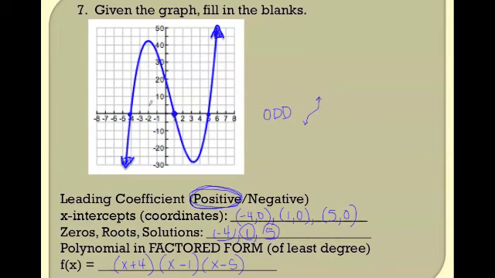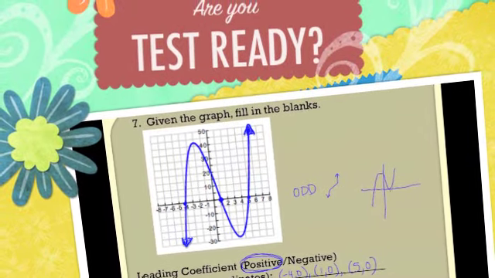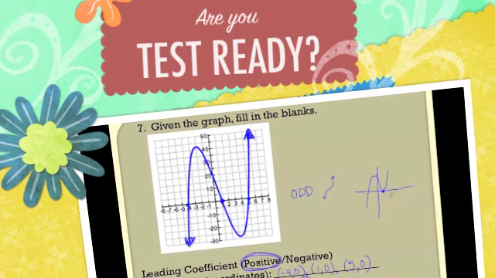Now I look at what's happening at each one of those points to figure out what the multiplicity is. If it goes straight through, it is 1, and I can see it pretty much goes straight through at each one of those. Now we haven't seen an example of this yet, but if the graph had gone through and just touched, then that means there would be a multiplicity of 2 there.